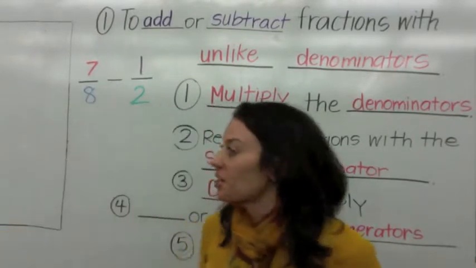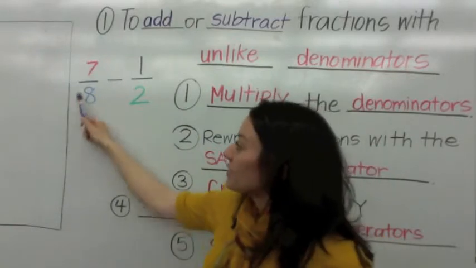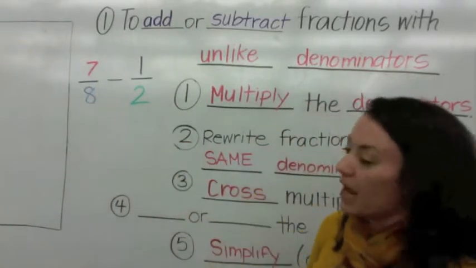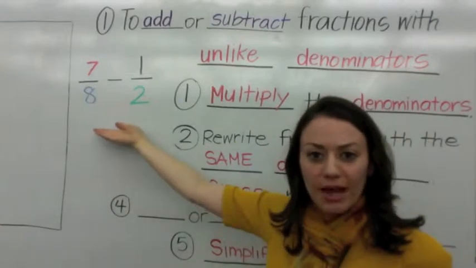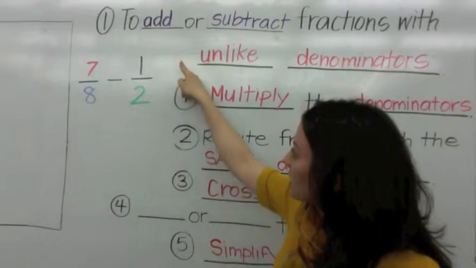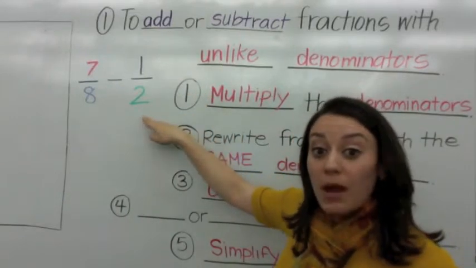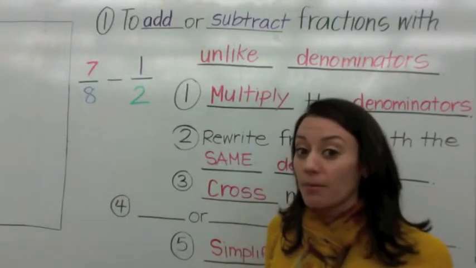Okay? So what's the denominator here? You have 8, and the denominator here is 2. And this reads 7/8 minus 1/2. Can you subtract these fractions? Is the answer 6/6? No. What do you have to do? You have to make the denominators the same.